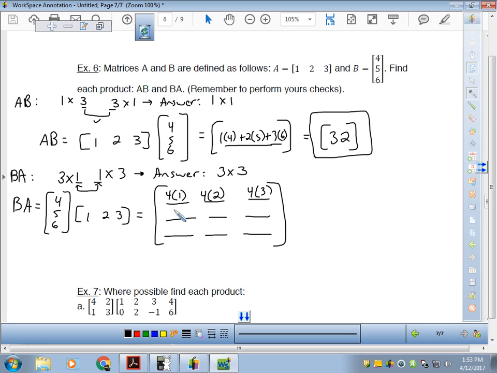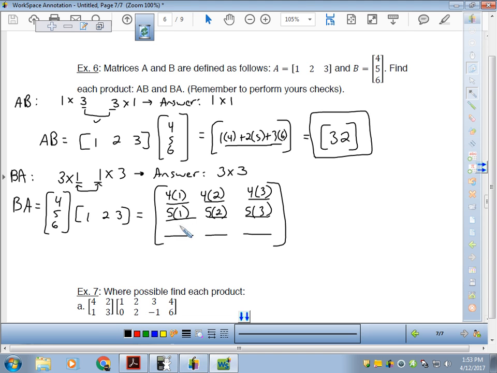Next one, this is second row, first column. So I'm going to take the second row, which is 5, multiply it by the first column, which is 1. So I'll have 5 times 1. For this element, this is second row, second column. So I'm going to take the second row, which is 5, multiply it by the second column, which is 2. So I'll have 5 times 2. For this element, this is second row, third column. So I'm going to take my second row, which is 5, multiply it by my third column, which is 3. I'll have 5 times 3.